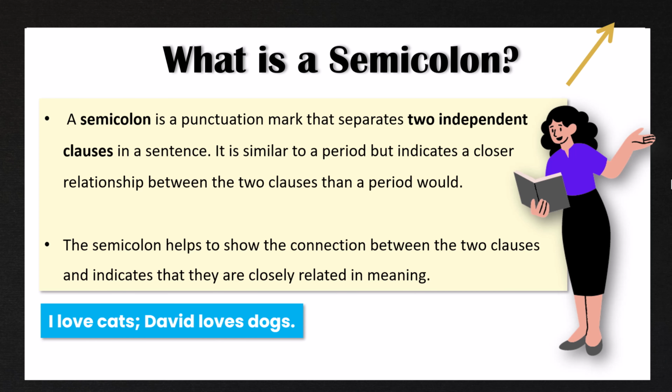For example, I love cats; David loves dogs. These two independent clauses are closely related, so we can connect them by adding a semicolon directly after the last word without a space before it, then a space after, and then you begin with your next clause. We only capitalize David because it's a proper noun.